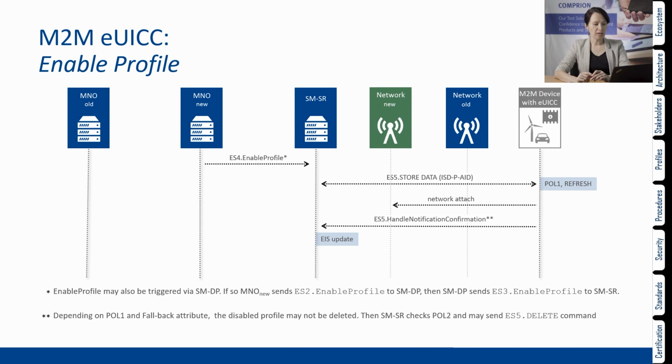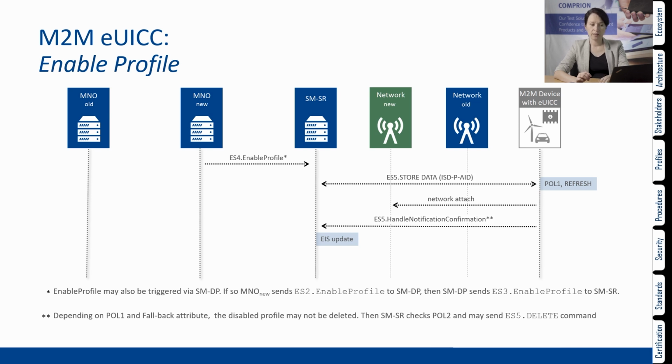Depending on policy 1 and the fallback attribute, the disabled profile may not be deleted. Sometimes the policies require deleting this profile, sometimes not. In the regular case, the disabled profile will not be deleted, just disabled. But the EUICC information set will be updated, saying this profile is now in the enabled state.